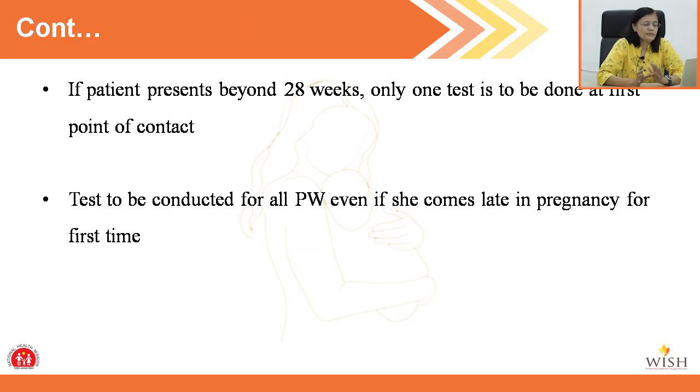Now, even if a patient presents beyond 28 weeks for the first time to the ANC clinic, again at the first point of contact, please test the blood glucose using 75 grams of glucose in these patients, which is most important. So, it has to be conducted in all pregnant females at first contact, irrespective of the trimester in which they come in contact with the health worker.